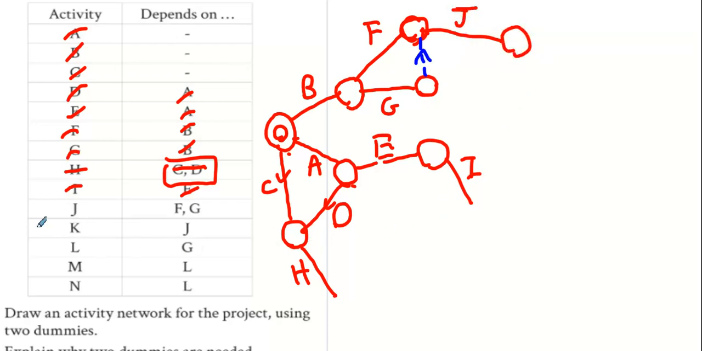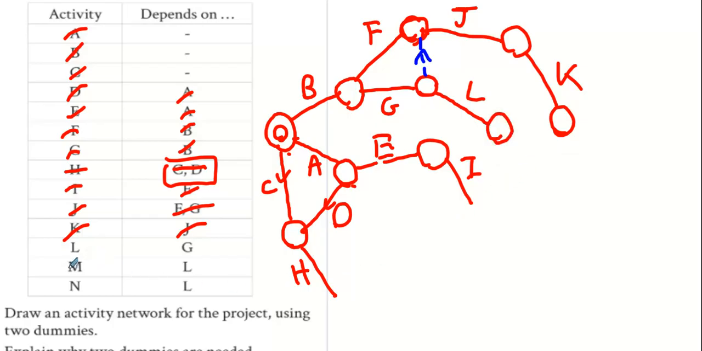Now I'm sure there's something else that's going to go wrong in a second. What's K dependent on? J. Okay, we'll put it here. What's L dependent on? Okay. What's M dependent on? What's N dependent on? So that means it has to exit there as well, doesn't it?